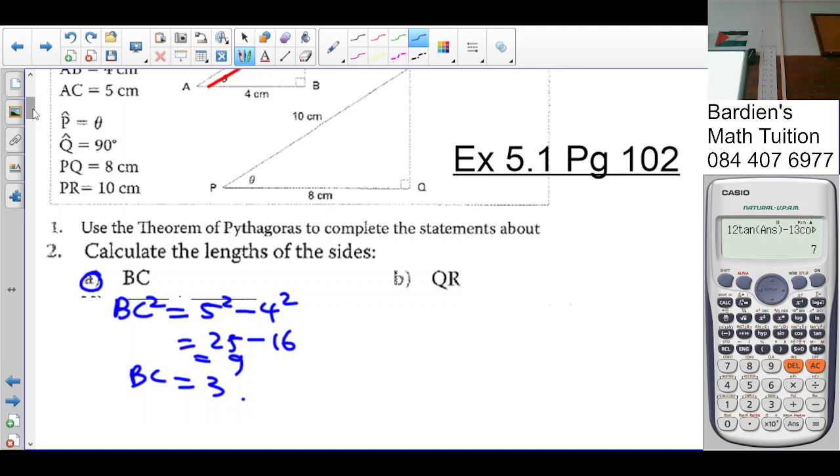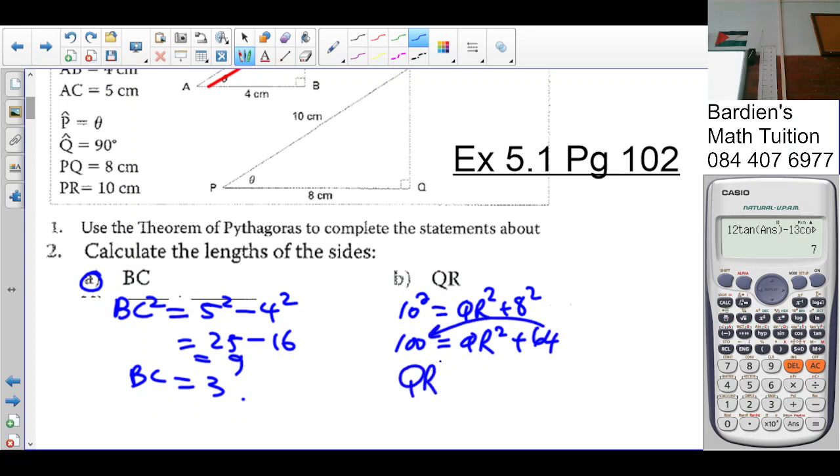Right, let's look at the next one, QR. So that would be 10 squared equals QR squared plus 8 squared. Or I could have said QR squared equal to 10 squared minus 8 squared. So that's going to give us 100 equals QR squared plus 64. Take it over. So QR squared is equal to 100 minus 64, which is 36. The square root thereof is going to give you 6.